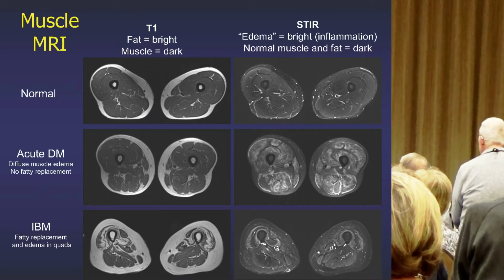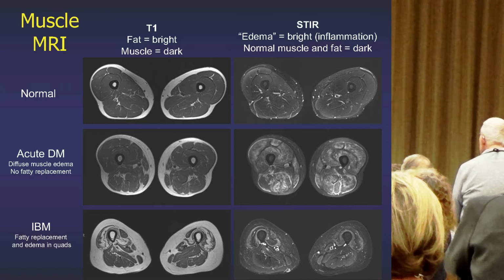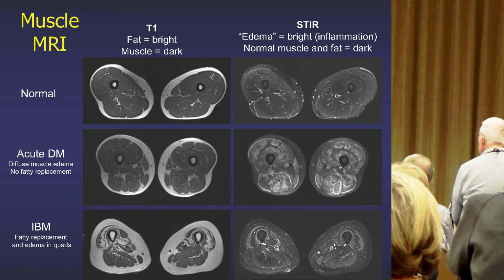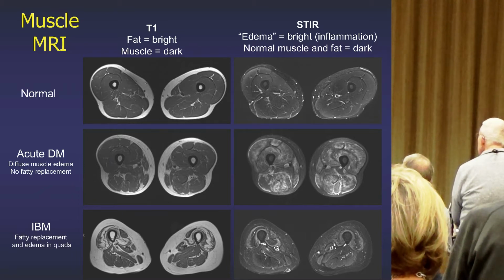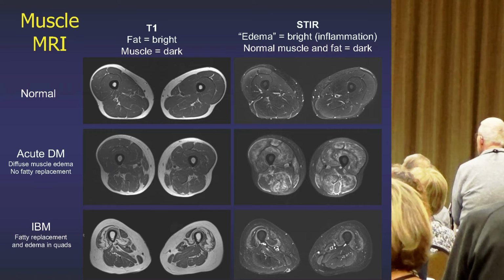In contrast, in IBM, what we see is that while your hamstrings are often preserved, so the muscles in the back of the thigh are relatively normal here and here, in the anterior part of the thigh and the quadriceps there is loss of muscle. It's pretty obvious here if you compare this to this and this, as well as increased signal on T1, indicating a replacement of the muscle with fatty connective tissue, as well as increased signal on STIR, indicating inflammation.